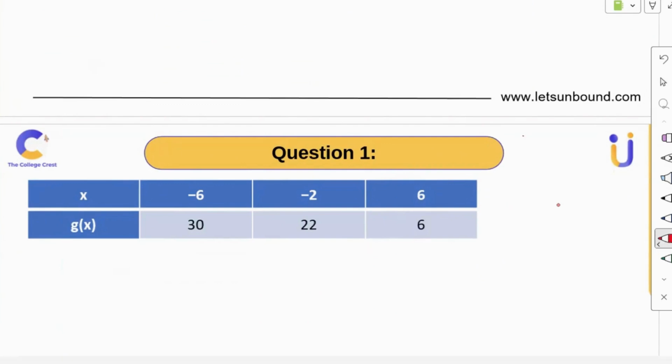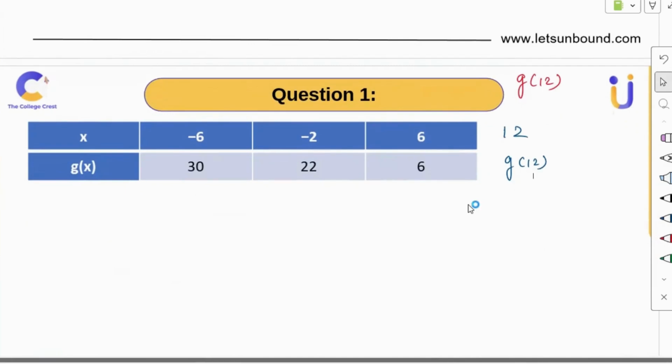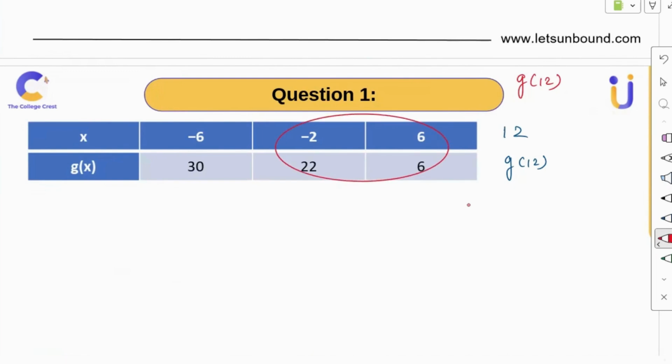I need g of 12, right? So when x is 12, then you will get g of 12. So you just extend the table. It's a linear function, so wherever you find the slope, it will be the same. So I'm going to find the slope using 2 known values, and I also should connect the unknown value I have. So I'm going to do the slope like this.